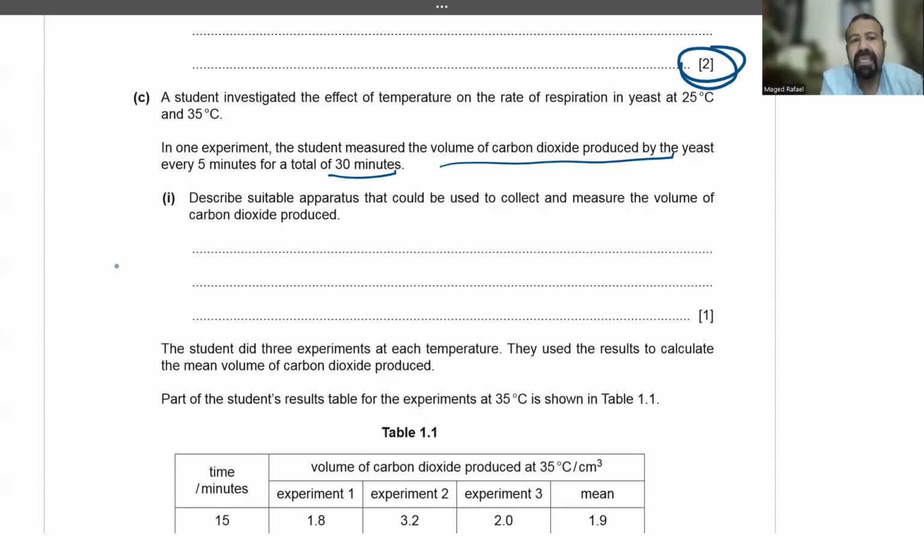How do I collect any gas, Yahya, by using gas what? Collect gas from an experiment by using gas what? Gas syringe. Okay, this is the apparatus in the lab, one of the lab tools to collect or measure the volume of carbon dioxide. So using a gas syringe.